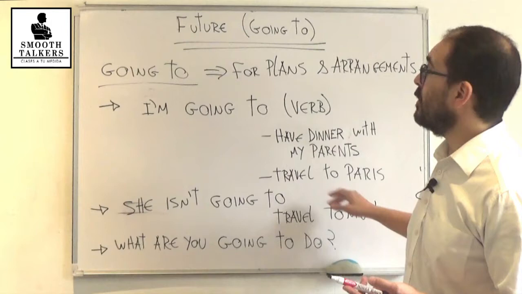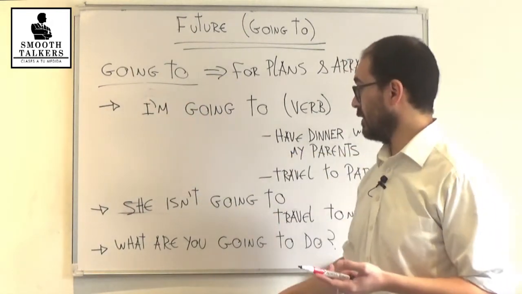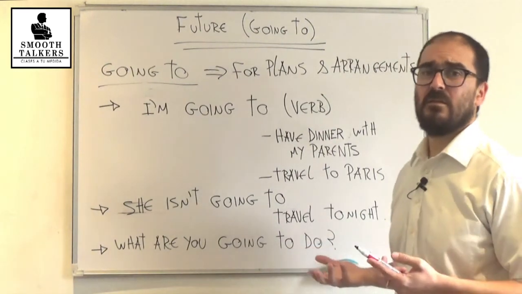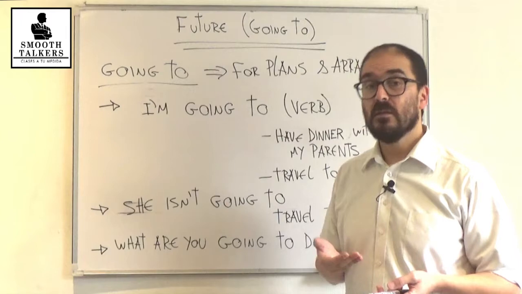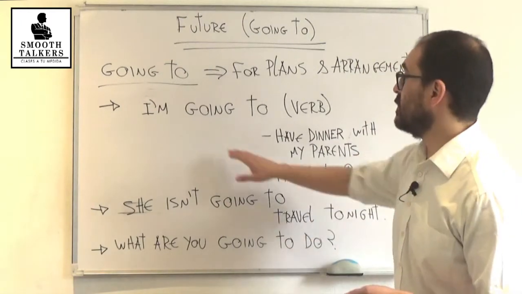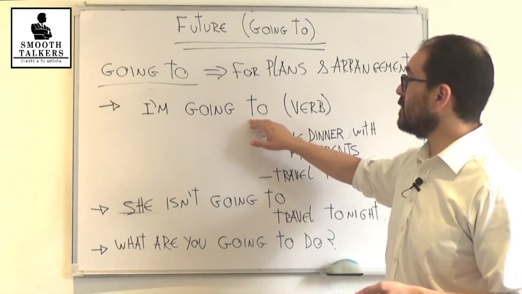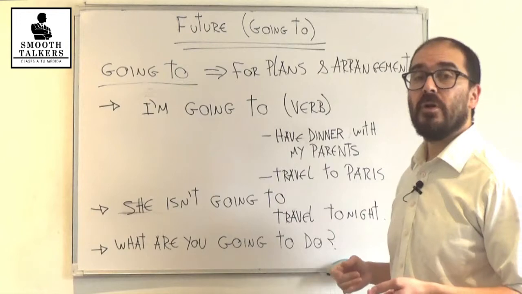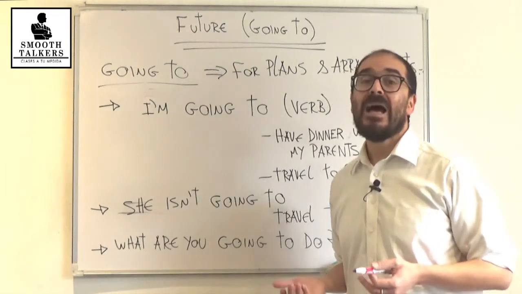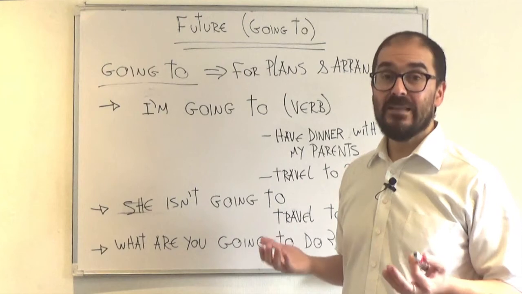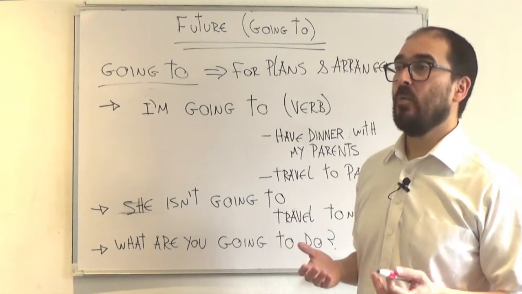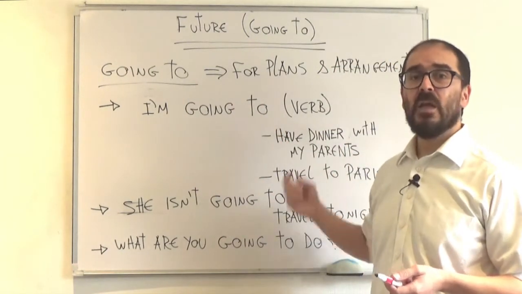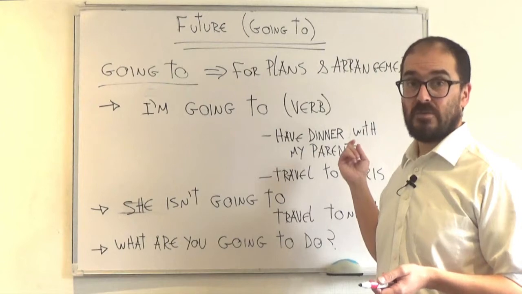Now, for the questions, we're going to use the entire structure. So, what are you going to do? Which is equivalent of saying, what are you doing in the future? Okay? So, basically, we use going to, which is a construction in present continuous, with a verb. I'm going to travel. I'm going to work. I'm not going to leave this country. Okay? What are you going to do tonight? All right? So it's a rather simple construction, and we can use it to talk about plans and arrangements.